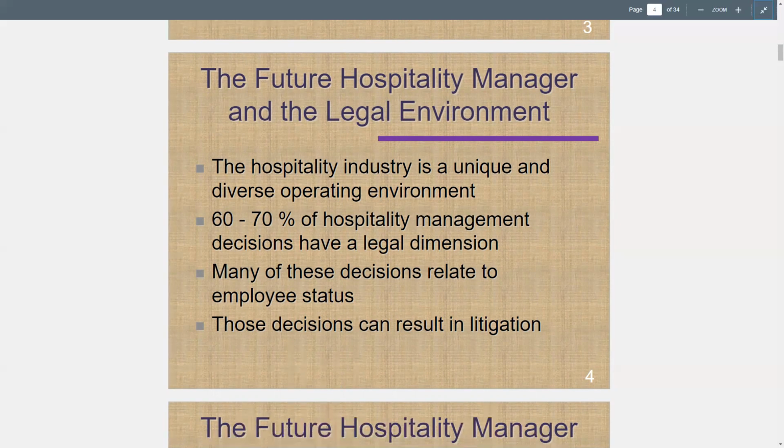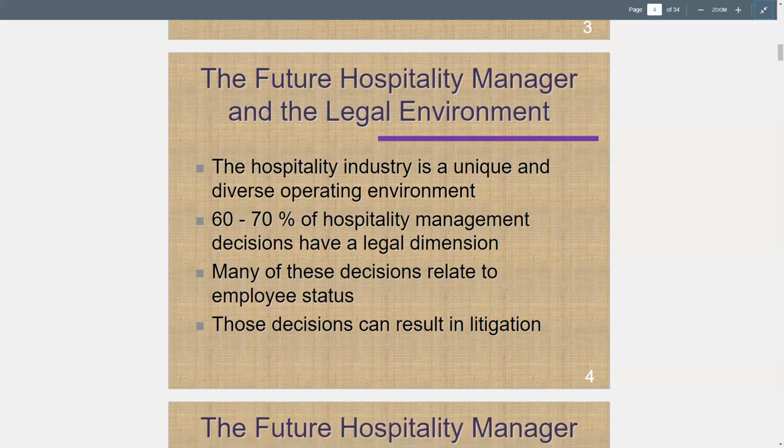In fact, it's estimated in the textbook that 60 to 70% of all of the decisions you will make throughout the day, and you'll probably be making hundreds of decisions in a typical day, all of those decisions have the potential to create legal risk for you personally or for your organization. So when you decide to allow Bob and Larry to switch shifts, that has a legal implication. Or when you allow Teresa to come in late that particular day, that has a legal dimension. Or when you decide to promote Maria to that new position, that has legal implications.